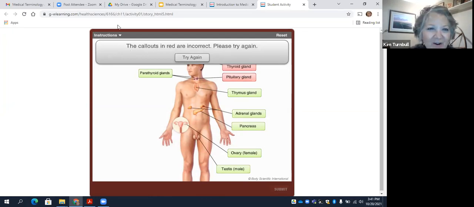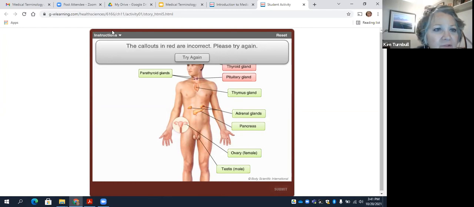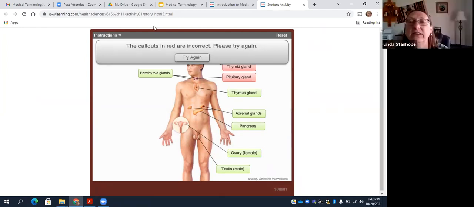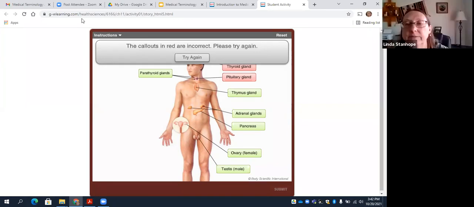But it's safe for the students to practice over and over. It really is. To go back, just click out of a student activity there at the top, the top X.